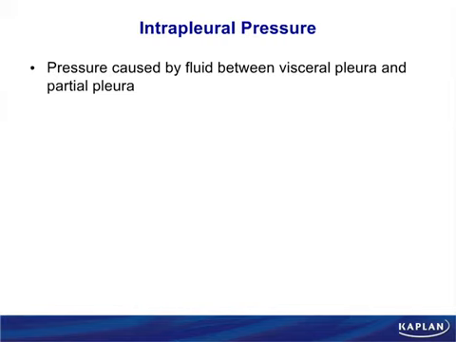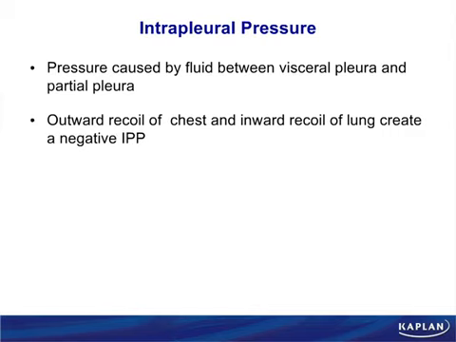All right, now the chest is pulling out and the lungs are pulling in. So that space is being pulled, so to speak. We're tugging on it inwardly and tugging on it outwardly. This creates a subatmospheric or negative interpleural pressure.